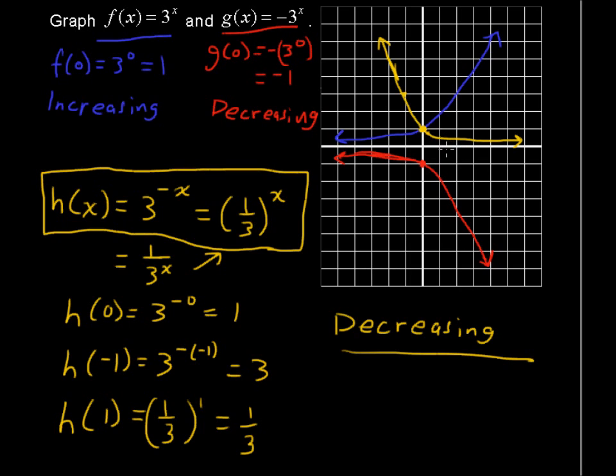And if I had plugged in 2 for x, I'd have 1/3 to the second power, or 3 to the negative 2, which is the same as 1/3 to the second power. So that's just a little bit of information on increasing and decreasing functions, specifically exponential functions.